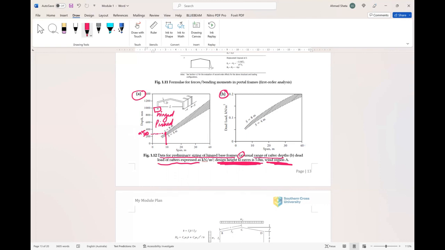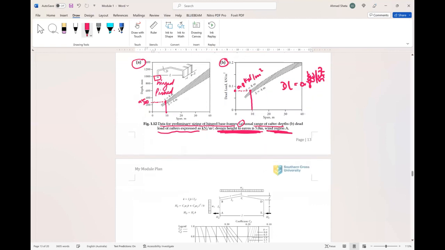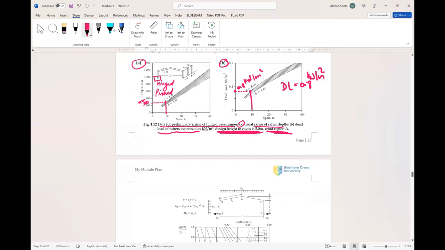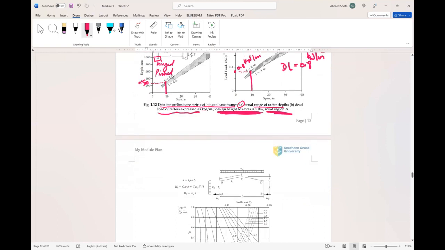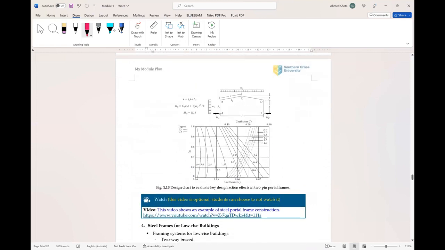this will be the dead load. So again, if this is 10, this is 8. So this is the dead load. So dead load is around 0.8 kilonewton per square meter. It's just an overview or quick example about how to size the frame sections and how to assume the dead load. In this chart as well, figure 113 is design chart to evaluate the key design action effects for portal frame, for hinged or bent portal frame.